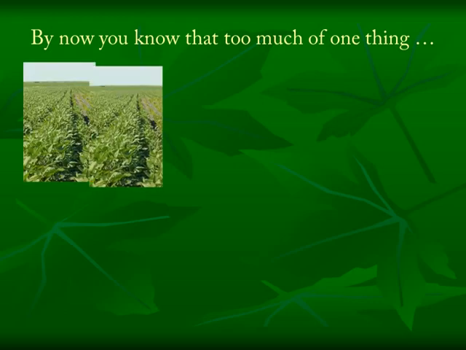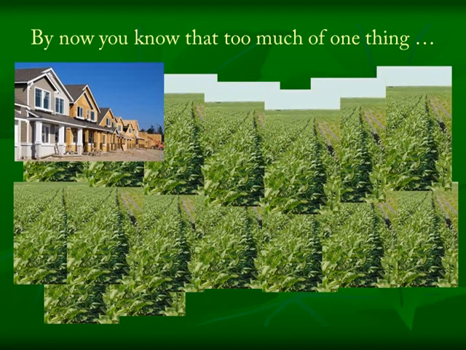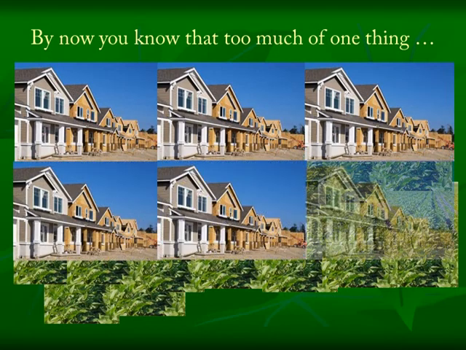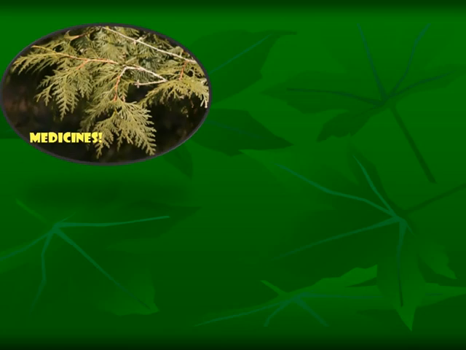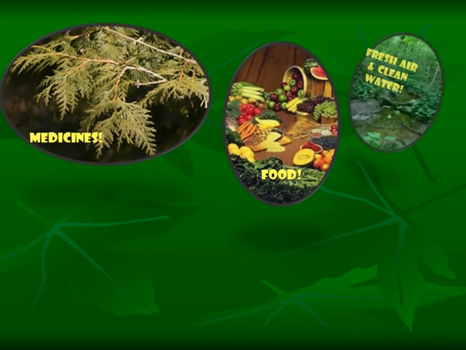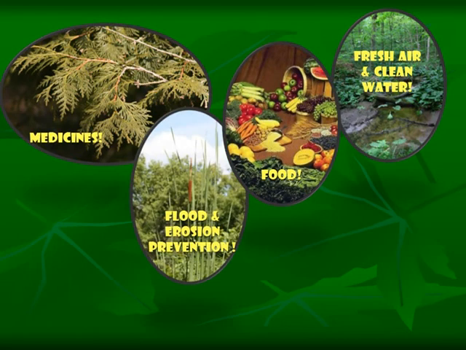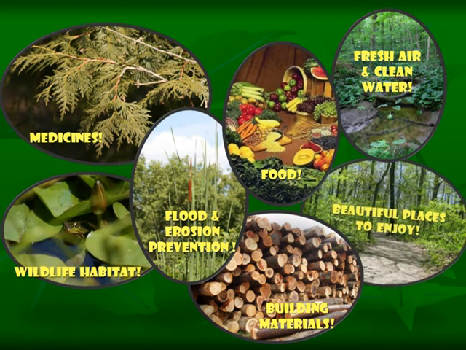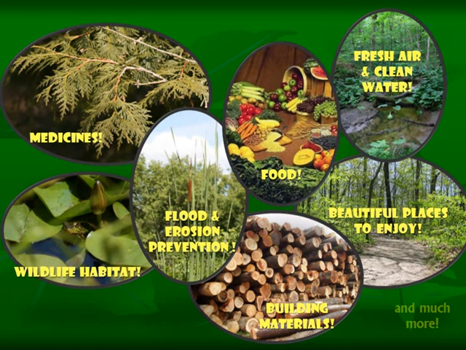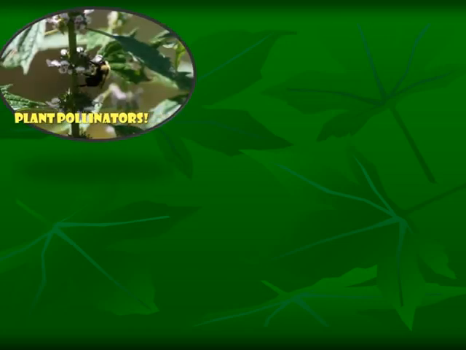By now you know that too much of one thing is never a good thing. We gain a lot by having a variety of species, genes, and ecosystems on our planet. From a diversity of plants, we get the following. From a diversity of animals, we get many types of the following.